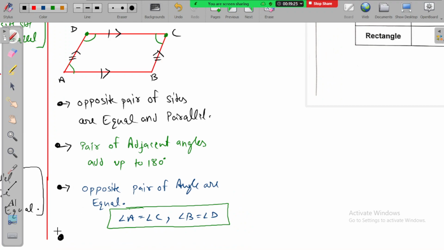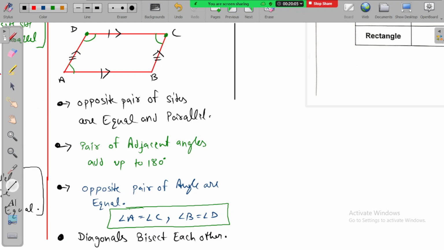So one diagonal can be of 6 centimeters, one diagonal can be of 5 centimeters. It is possible. But the 6 centimeter one will be divided into 3 and 3 centimeters, and the 5 centimeter one is divided by the other into 2.5 and 2.5. Got it? So we can mention the diagonals bisect each other. These are the 4 points that you need to remember as properties of a parallelogram. Any confusion? No.